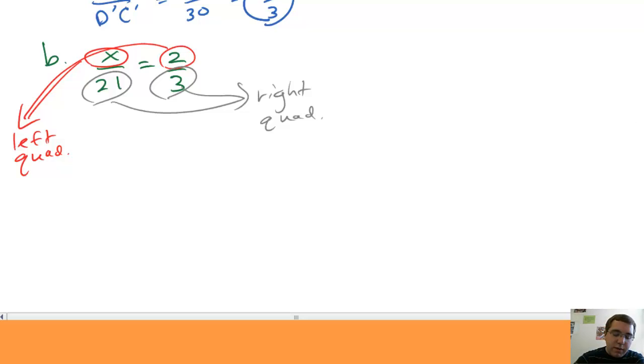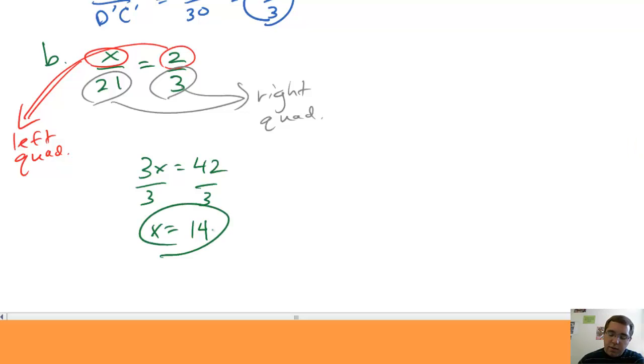How do we solve that proportion? Well, if you remember, the way we solve a proportion is cross multiply. So 3x equals 2 times 21, which is 42. And we just solve for x. And x equals 42 divided by 3, which is 14.